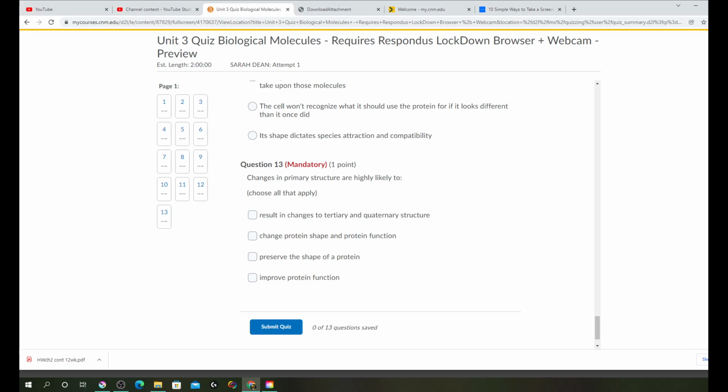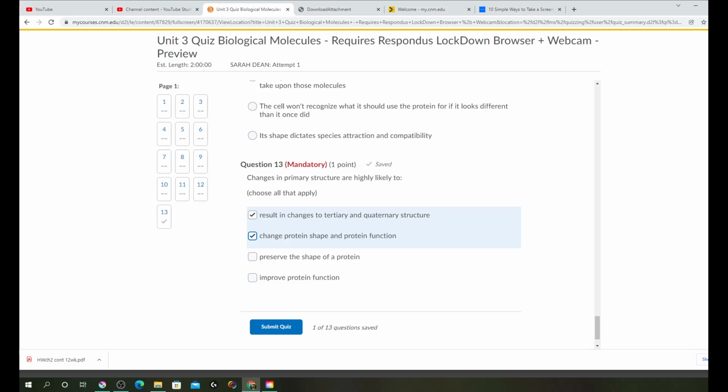Changes in primary structure are highly likely to result in changes to tertiary and quaternary structure, change protein shape and protein function, preserve the shape of a protein, improve protein function. So if the primary structure of a protein changes, if the sequence of amino acids changes, it is going to result in changes to tertiary structure for sure. It's also very likely to change the protein shape and function because the three-dimensional shape is determined by the sequence of amino acids. Not going to preserve anything if you're changing it. And improve protein function. You can't predict that.